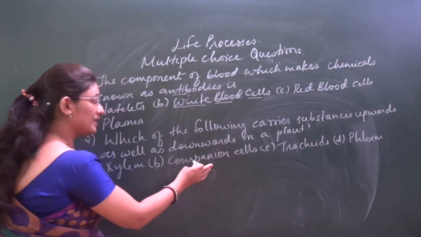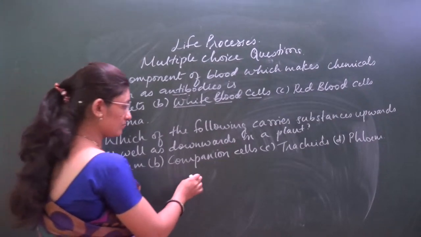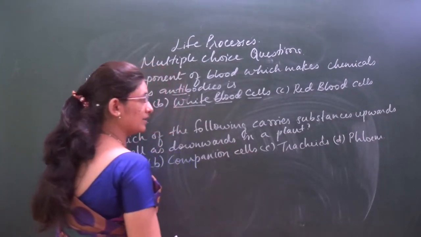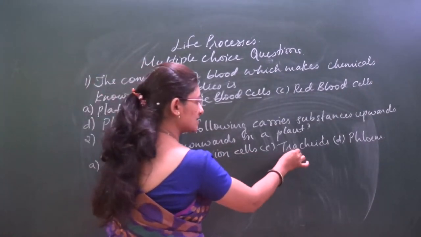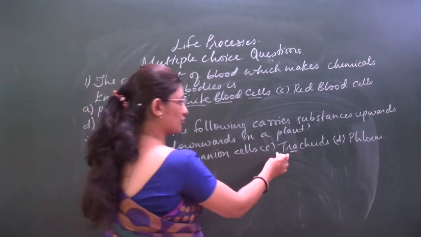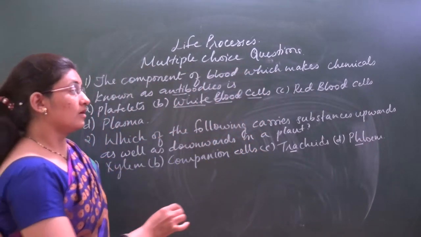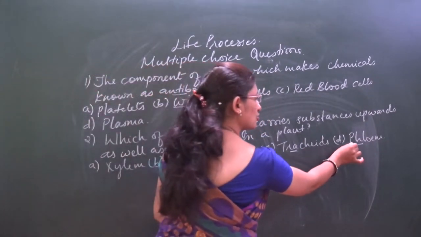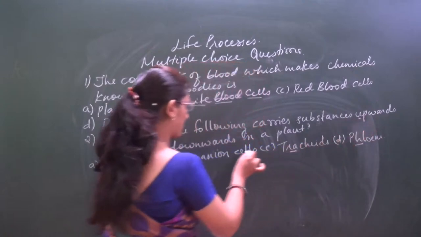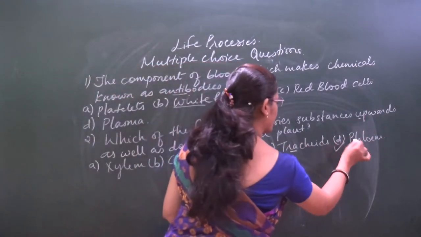Companion cells are a component of the phloem tissue. The third one here, tracheids, is again a component of the xylem that helps in the conduction of water. And overall phloem helps in the conduction of food upwards as well as downwards. So, your answer should be the phloem tissue.